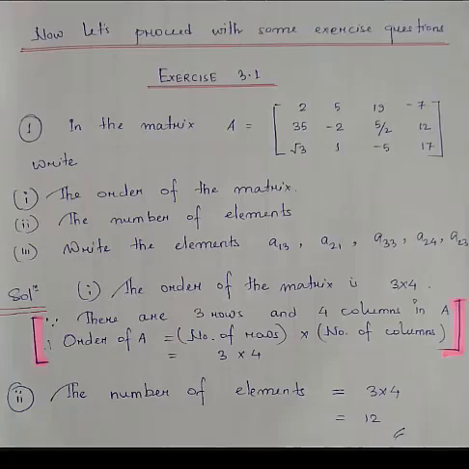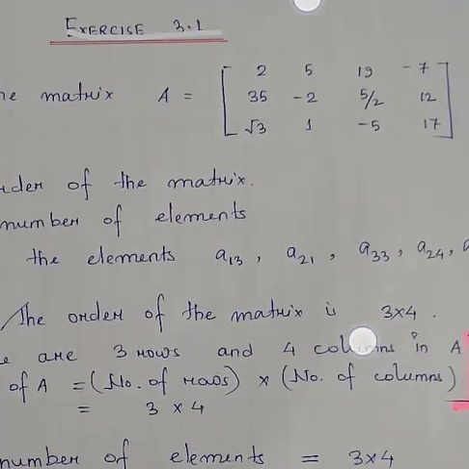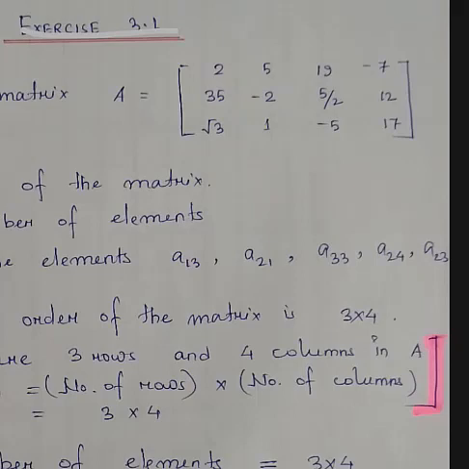Hello everyone. In this video, we are going to discuss the questions of the first exercise of chapter 3, that is matrices. So this is exercise 3.1. The first question is, a matrix is given to us. This is the matrix. Here we can find 12 elements with 3 rows and 4 columns.